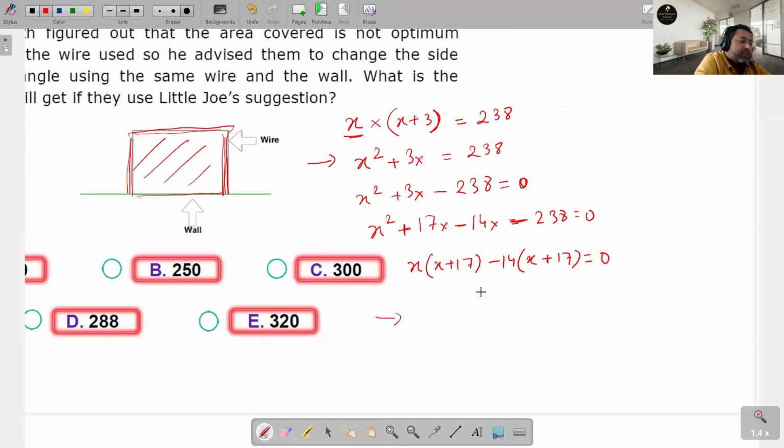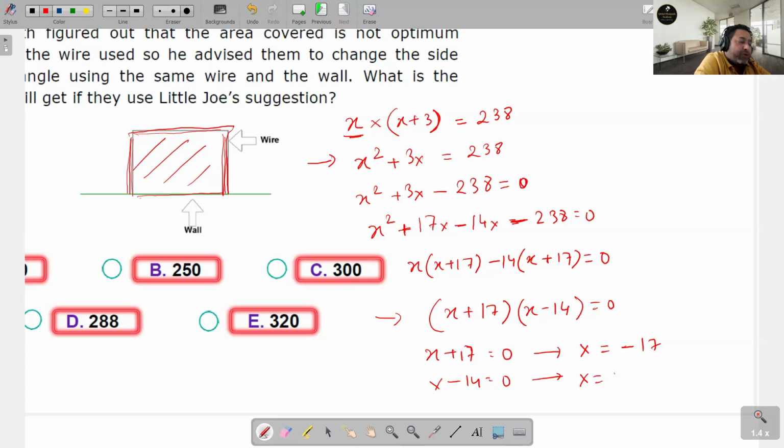This gives us, if we take x plus 17 as common, that x plus 17 times x minus 14 is equal to 0, which means that either x plus 17 is 0, which will give us x is equal to minus 17, or x minus 14 is 0, which will give us x is equal to 14.